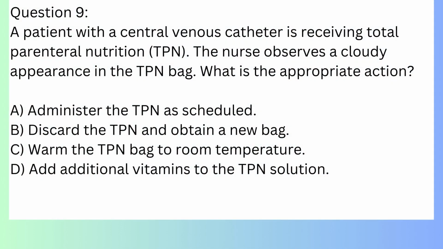Question 9. A patient with a central venous catheter is receiving total parenteral nutrition, TPN. The nurse observes a cloudy appearance in the TPN bag. What is the appropriate action? A. Administer the TPN as scheduled. B. Discard the TPN and obtain a new bag. C. Warm the TPN bag to room temperature. D. Add additional vitamins to the TPN solution.